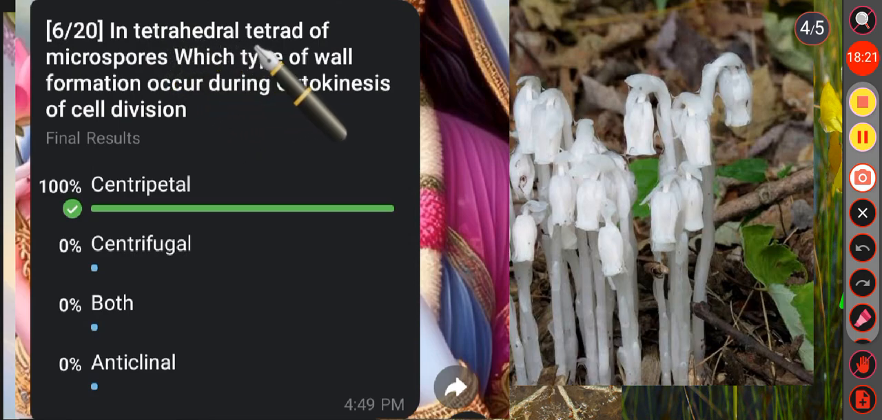In a tetrahedral tetrad of microspores, which type of wall formation occurs during cytokinesis of cell division? Option A, centripetal. Option B, centrifugal. Option C, both. Option D, anticlinal. The correct answer is centripetal.